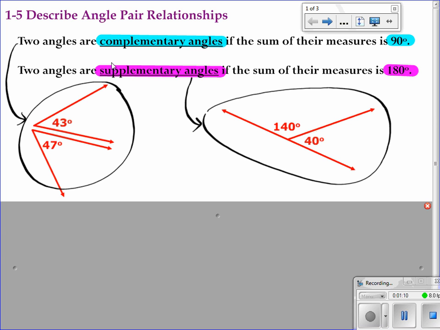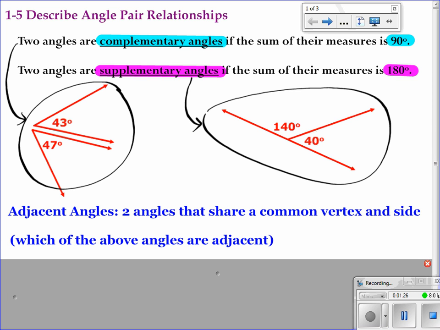They don't have to be touching. Notice these angles aren't touching each other. These ones are. It's just what they add up to, and they have a fancy vocab word that goes along with them if they add up to 90 or add up to 180.